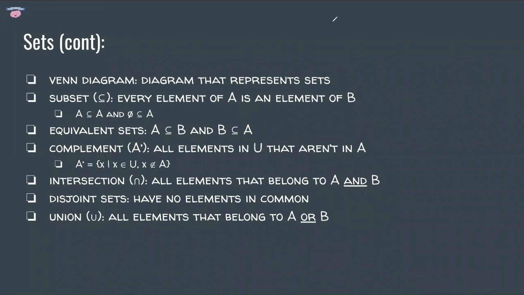A few Venn diagrams for these. For the complement of A, you just shade everything around A. For intersection, given these two sets, you shade the middle. For disjoint sets, you just show sets that don't intersect. And for union, you shade everything, basically.